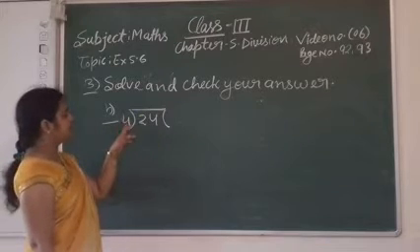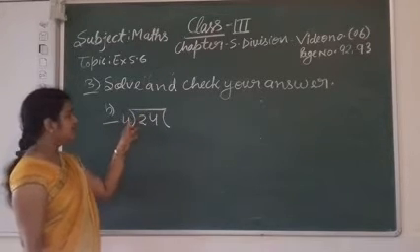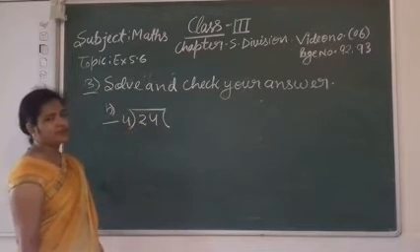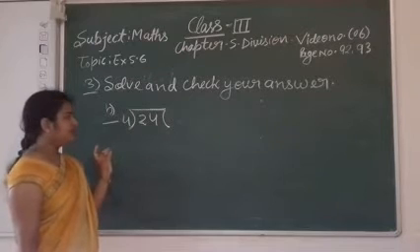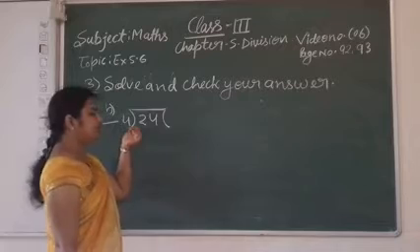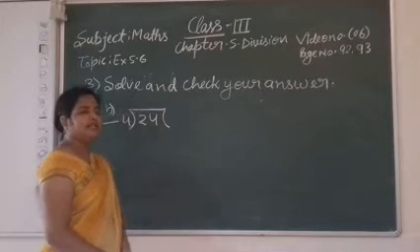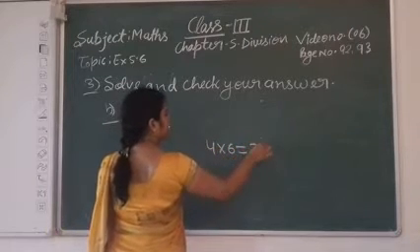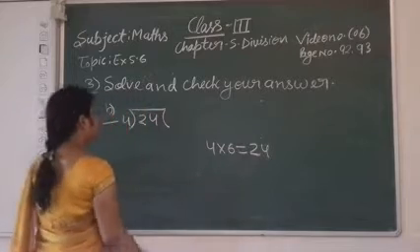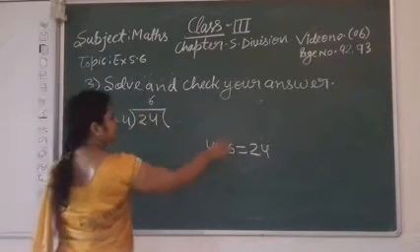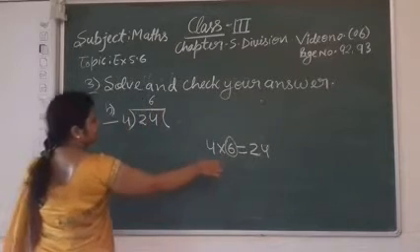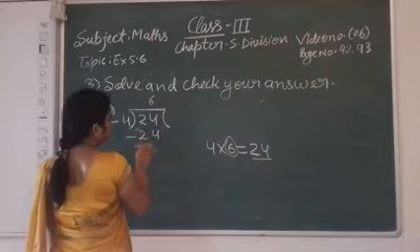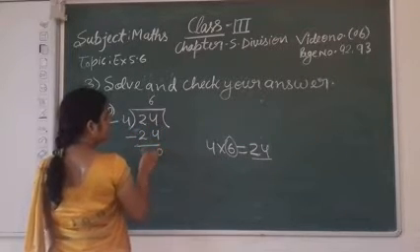So first you divide 24 by 4. How many times does 4 go into 24? So you should read the table of 4. 4 1s are 4, 4 2s are 8, 4 3s are 12, 4 4s are 16, 4 5s are 20, and 4 6s are 24. So now you will write 6 as a quotient, and you will write 24 under dividend. Subtract 24 from 24, you will get 0.